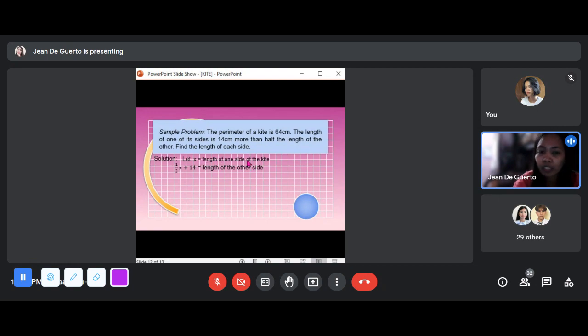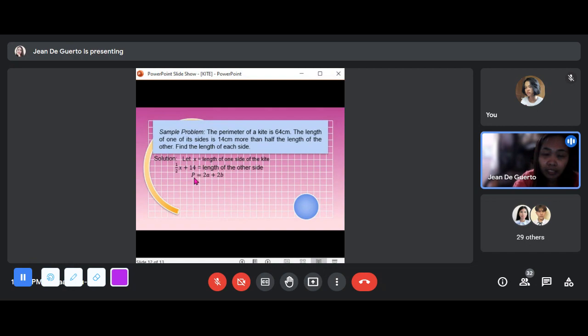So we let x be the length of one side of the kite, while the other side would be 1/2 of x plus 14. So using the formula, perimeter is equal to 2a plus 2b. Mas convenient para sa atin gamitin ito kesa dun sa isang side kasi magdi-distribute pa kayo. Pero kung gusto nyo yun, okay lang. Hahaba lang ng isang step yung solution nyo.